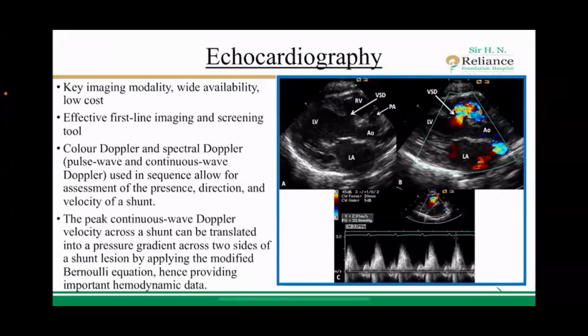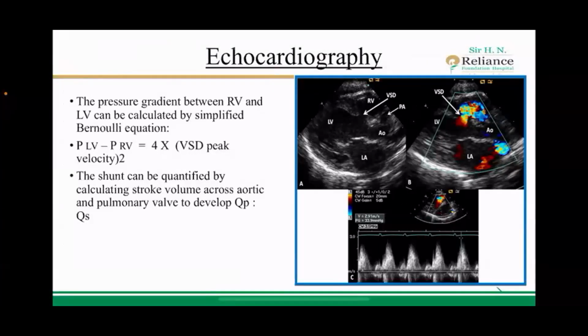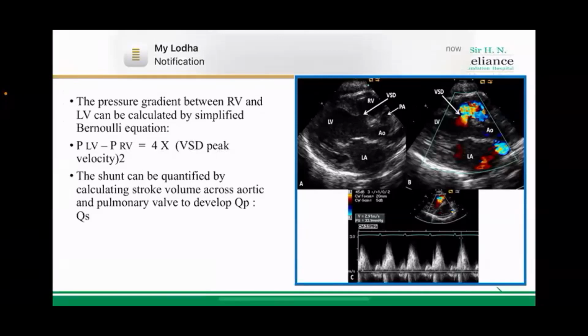So the peak continuous wave Doppler velocity across a shunt can be translated into a pressure gradient across the two sides of the shunt lesion by applying the modified Bernoulli equation. So this is the formula, the pressure gradient by Bernoulli's equation. In case of a VSD, like shown in the picture here, the pressure gradient across the VSD, that is pressure of LV minus RV, is 4 times the peak velocity squared across the VSD defect.